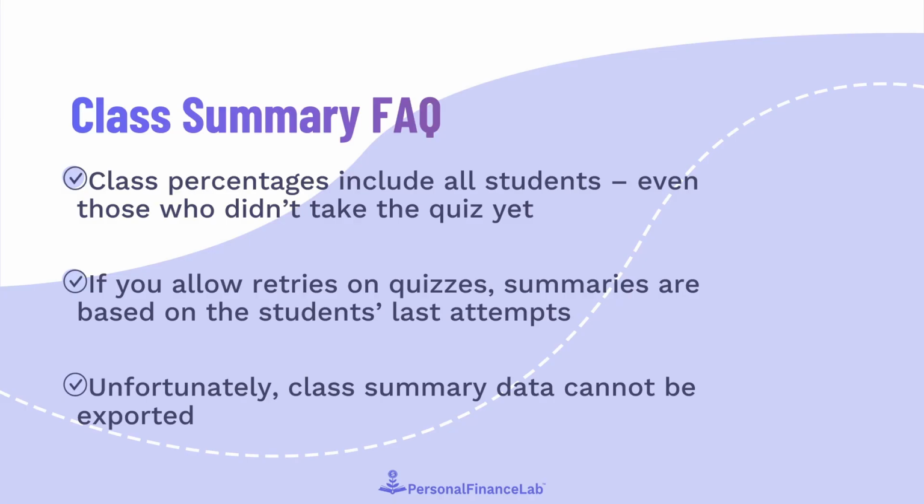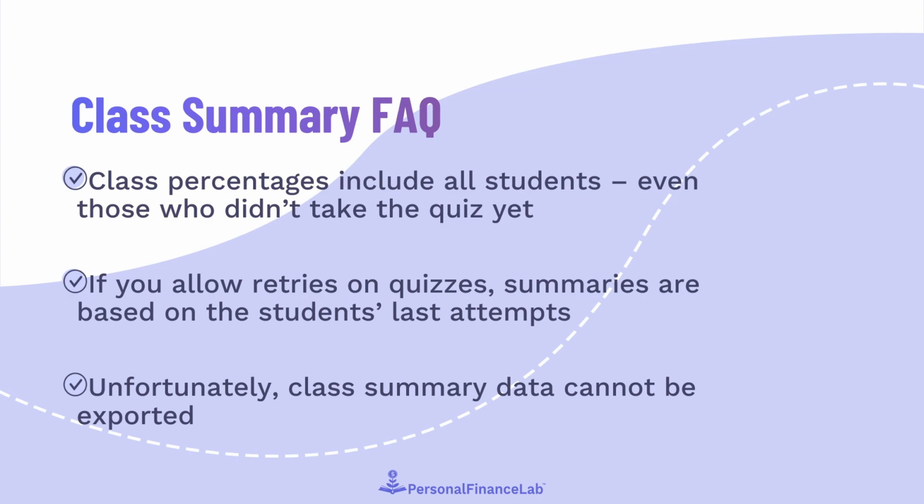Some things to keep in mind with the class summary is that the class percentages include all of the students, even the students who didn't take the quiz yet. That's why it looked like my class's grade was so low. It's because only 3 of my 10 students have actually taken the quiz. If you allow retries on your quizzes, the summaries always are based on the students' last attempts. So this can be important because their last attempt may or may not have been their best grade.